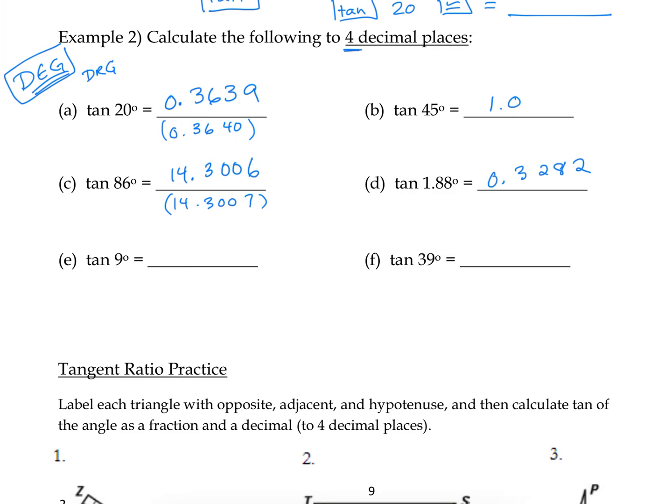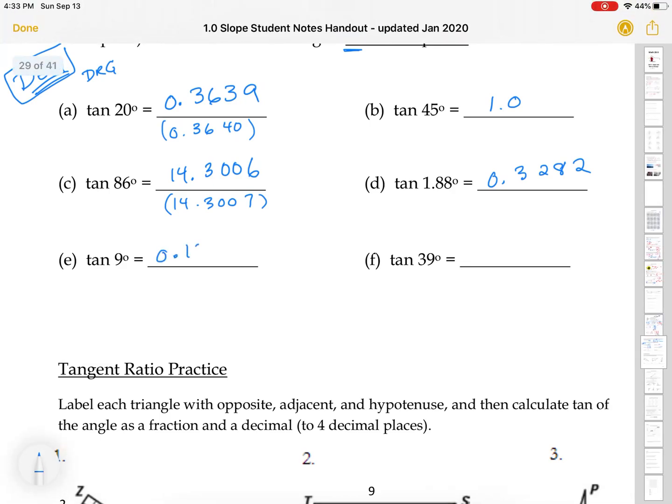When you're back from checking them, good. So for tan of 9 degrees, I get 0.158. It actually will round, though, up to 0.1584. Either one of those I would give you. Tan of 39, we get 0.8097, but it actually rounds up to 0.8098. So either one of those I would give you. It's 4 decimal places, so we're pretty good.